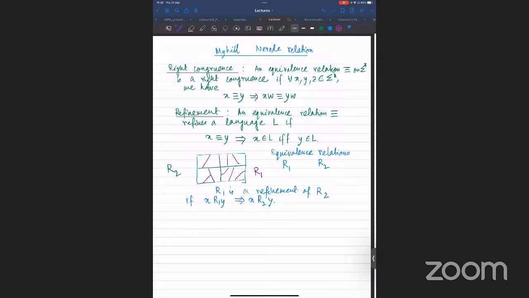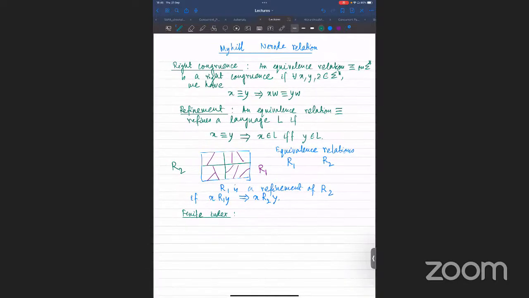So we are talking about the refinement, and then finite index. When does an equivalence relation have finite index? What is the notion of finite index? The partition induced by the equivalence relation has only finitely many equivalence classes. So this is finite index. We talked about right congruence, we talked about refinement, it refines a language L and so on.